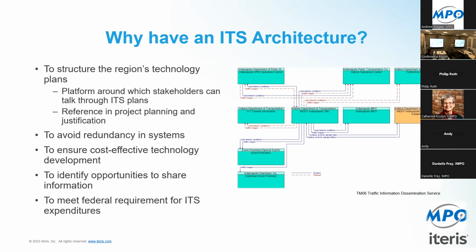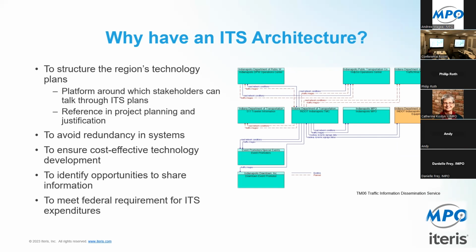And this is an opportunity to share information again: who's collecting what? You may already be collecting something in your system that some other organization needs, but why do we need to duplicate that? We want to share that information. The bottom line is there are federal requirements for architecture.